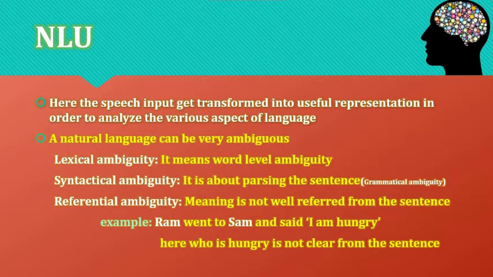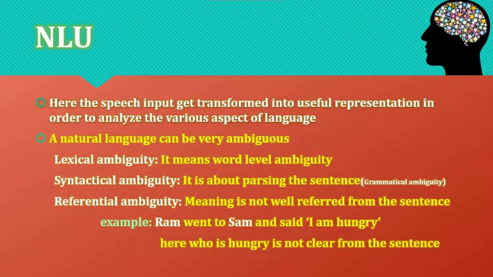But to understand your sentence, the machine will have to face a lot of challenges. Natural language can be very ambiguous. In English literature, ambiguous means, suppose I say orange. Orange means a color, or orange also means a fruit. So for the machine it will be very hard to understand what I actually meant if I say orange. This is called word level ambiguity.